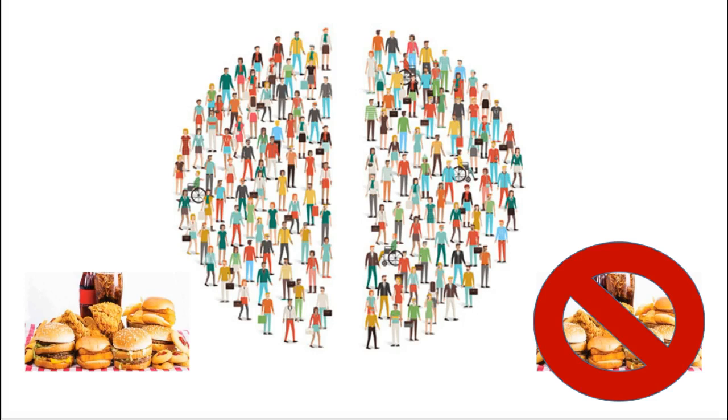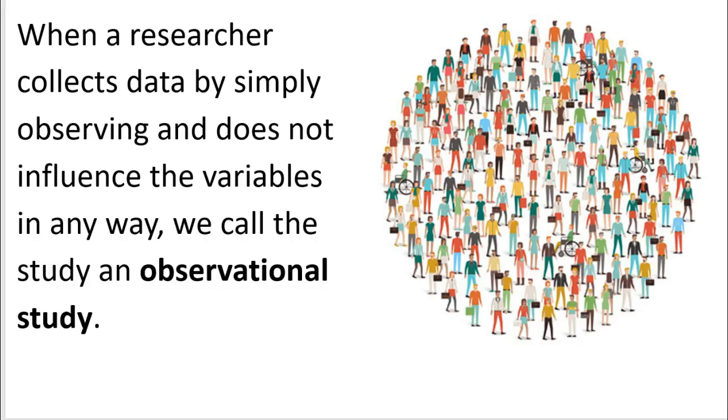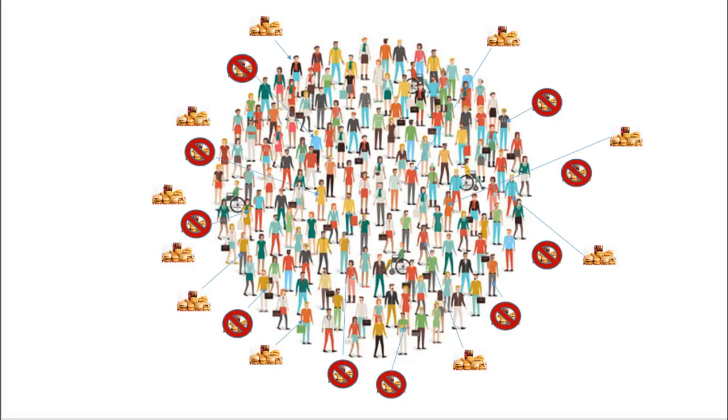When a researcher collects data by simply observing and does not influence the variables in any way, we call this an observational study. In an observational study, the researcher observes values of the response variable and explanatory variables for the sample subjects, without anything being done to the subjects, such as imposing a treatment. So for an observational study, we would take the same population of people, but this time we would simply observe, are they already eating fast food or are they already not eating fast food? We wouldn't tell them what to eat.